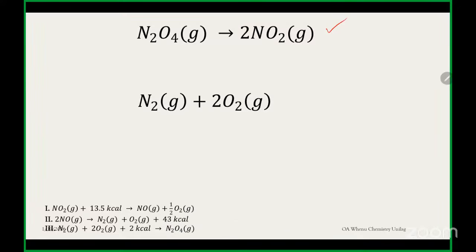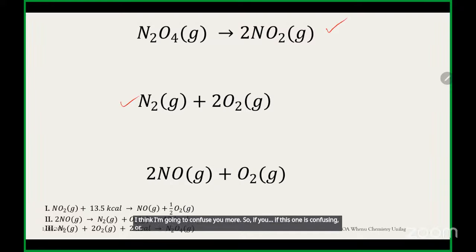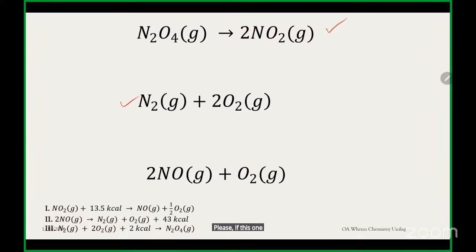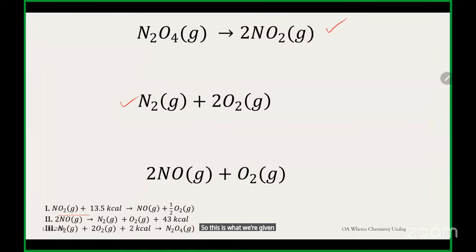We're given this, and we're also given this. I think I'm going to confuse you more. So if this one is confusing, stick to the other one. You don't have to use anything. I'm just showing it in a different way for the people that like drawings. So this is what we're given, NO2, and that. We don't know what that is.